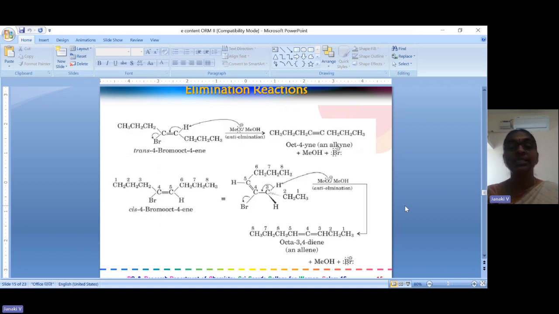So here, the trans product, that is trans-4-bromooctane, we can easily see that the hydrogen and the Br are anticoplanar to each other, and this is the most suitable geometry for the E2 reaction to occur. In the case of the cis isomer, the vinylic hydrogen is cis to Br, but the allylic hydrogen can easily adopt this preferred anti-conformation, and forms an allene, that is octa-3,4-diene, as a product.